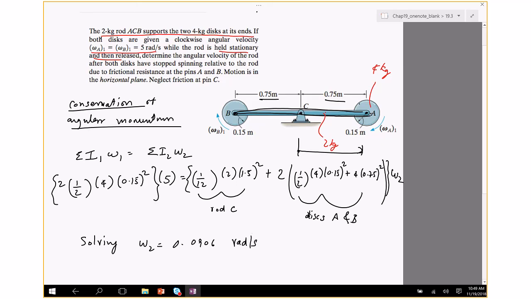So you can see that initially the speed of the disks was 5 radians per second, but because they are all spinning now, it's reduced by a factor of almost 20.